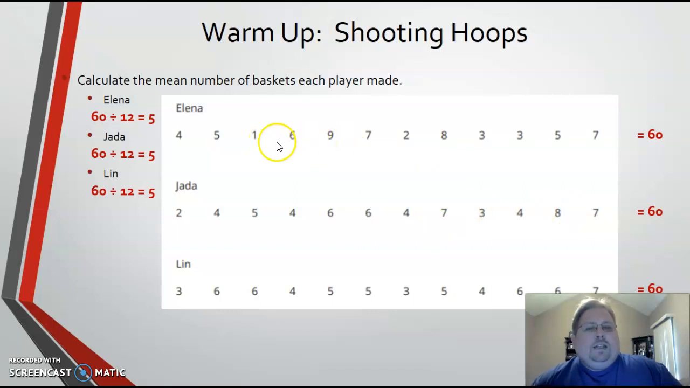Elena was the least consistent because she has one day where she only made 1 basket and another day where she made 9 out of 10 baskets. And then she has another day where she only made 2 out of 10. So she was a little less consistent. There were some days that were better than others for Elena.